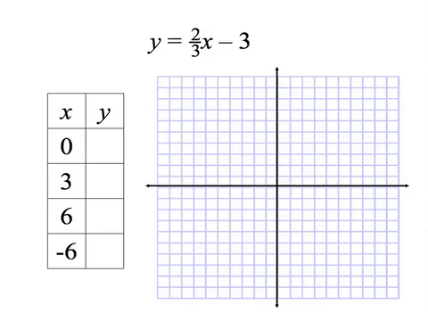We'll start with 0. 2/3 of 0 is 0, and 0 take away 3 is -3. So I write it down and graph it. 2/3 of 3 is 2. 2 take away 3 is -1, so I graph (3, -1). Then I look at the 6. 2/3 of 6 is 4. 4 take away 3 is 1. I write it, I graph it.